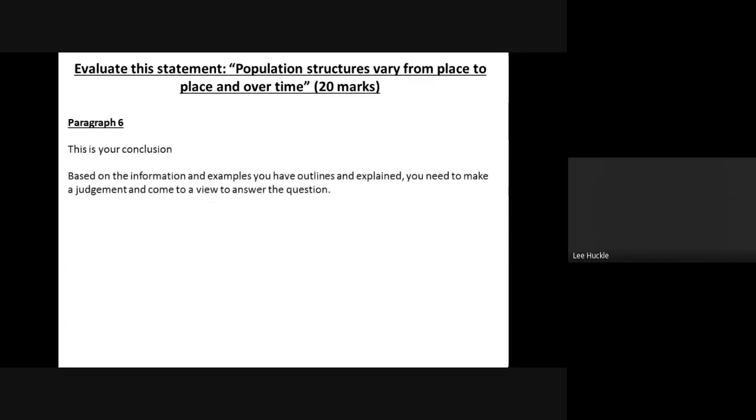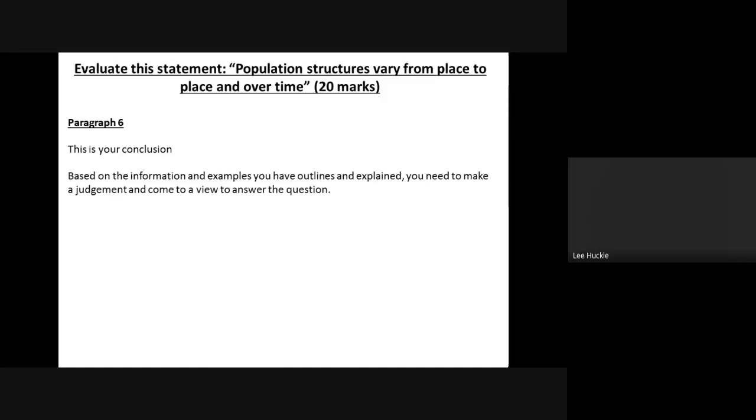And then finally, the biggest difference, as we know, for an evaluate 20-mark essay question is your paragraph 6. This is your conclusion. And your conclusion needs to be based on the information examples you have outlined and explained in the essay so far. You need to make a judgment. You need to come to a view.